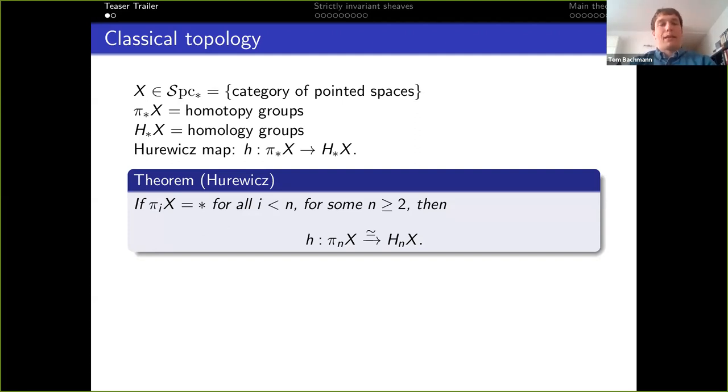So, I mean, surely you can only hope for this to be true starting from sort of pi two. And that's the form of the Hurewicz theorem that I'm quoting here, right? So if you take a simply connected space and then its lowest homotopy group is the same thing as the lowest homology group.